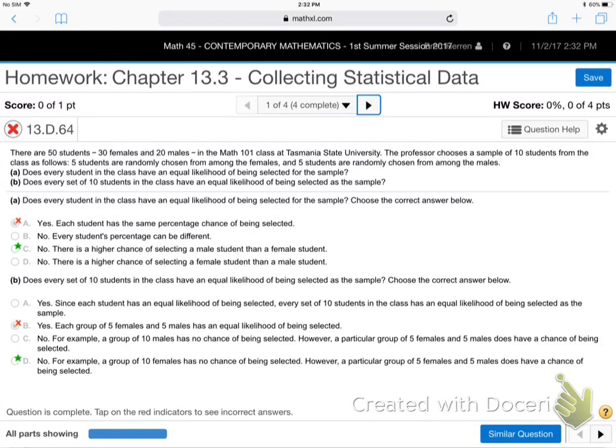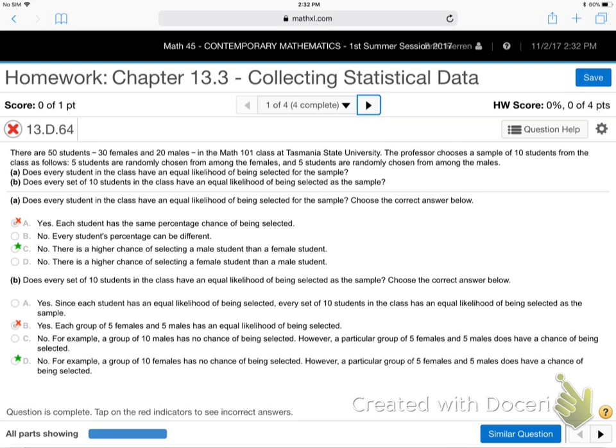Here we go. So, section 13.3, 4 questions. We got time. There are 50 students, 30 female, 20 male, in Math 101 class, Tasmania State University. The professor chooses 10 students from the class as follows: 5 students are randomly chosen from the females, 5 from the males. Question 8. Does every student in the class have equal likelihood of being selected for the sample?